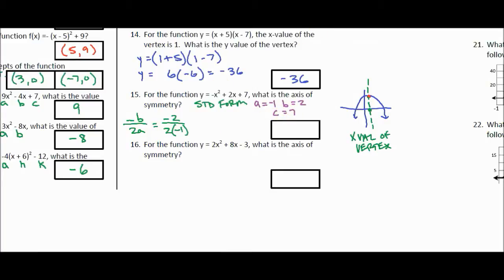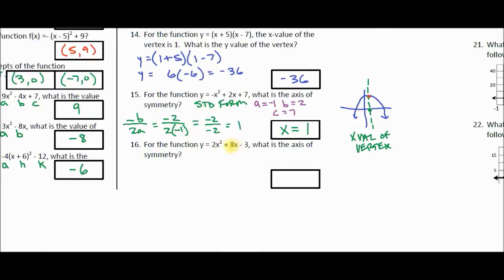So now we get the right numbers plugged in here. Negative 2 over 2 times negative 1, which is negative 2. Negative 2 over negative 2 is positive 1. Now you can't just write 1 as the axis of symmetry. It's an equation. It's where x equals 1, which defines this whole line right here. So that's how to find the axis of symmetry for a standard form quadratic.